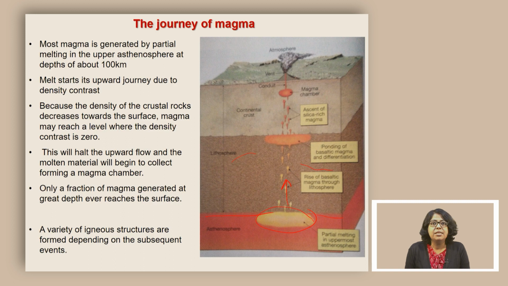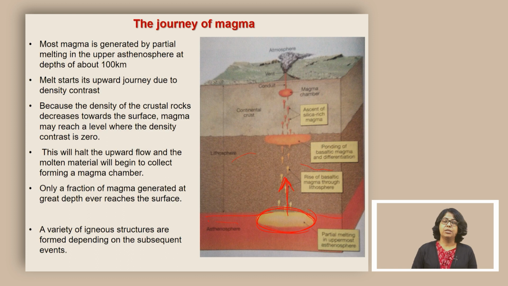Most of the magma is generated by partial melting in the uppermost asthenosphere at depths of about 100 kilometers. Asthenosphere is part of the mantle, and the reason the magma starts to rise up is because of the density difference. The rocks in the asthenosphere are quite dense, and because the magma is partially molten, it becomes relatively less dense and hence gains buoyancy, so it starts to rise up.